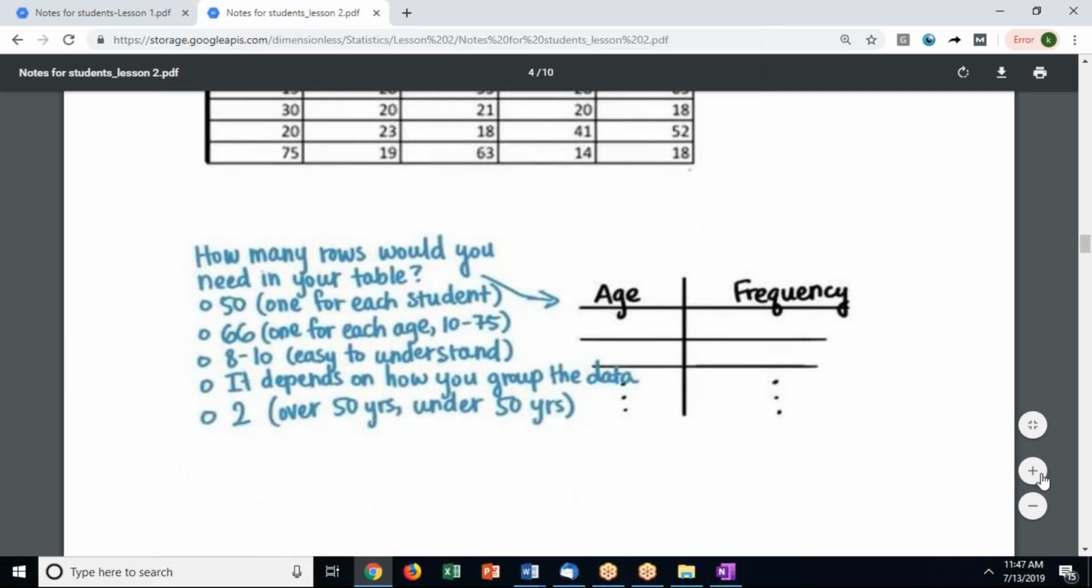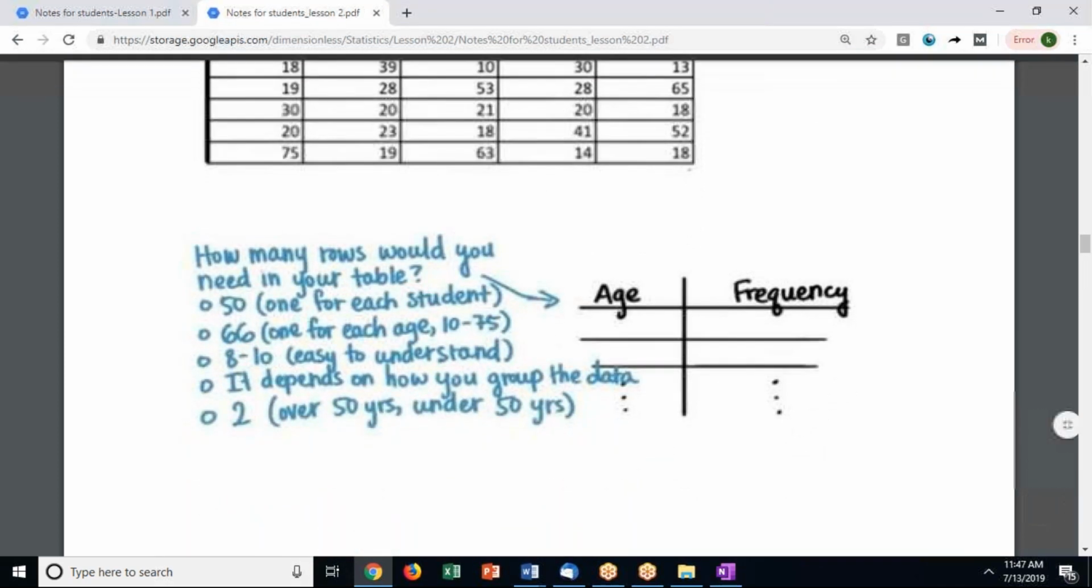But the best way is that I would need that many rows on the basis of how I'm grouping the data. If I'm grouping the data in groups of 5, so 0 to 5, 5 to 10, and so on, whatever is the frequency for those groups, I would get that. If I have values beyond that, then it would be something more, right? Correct?